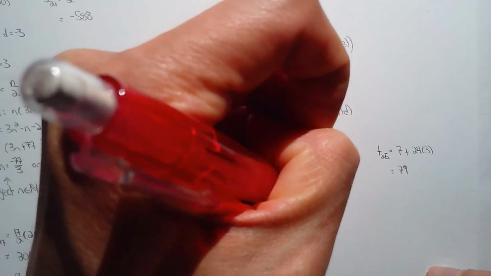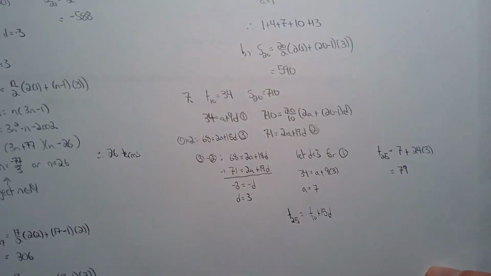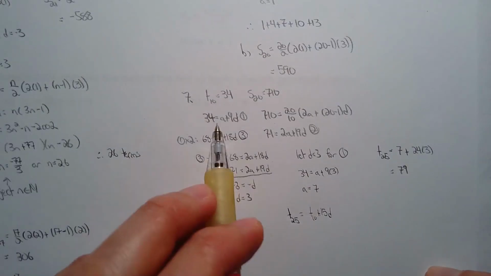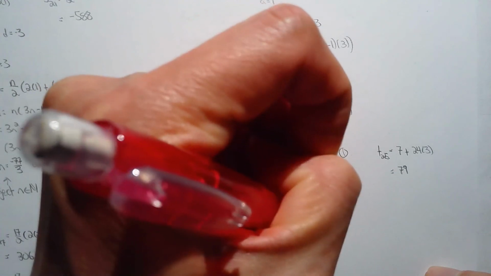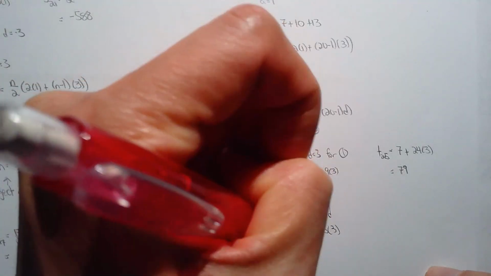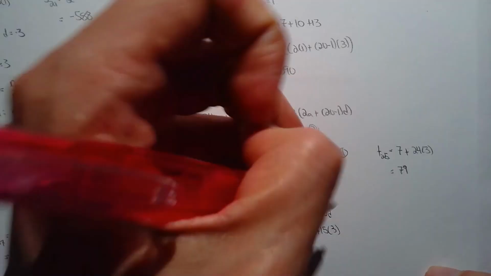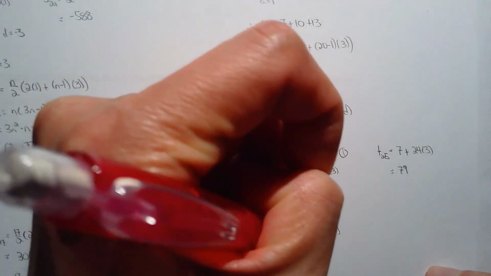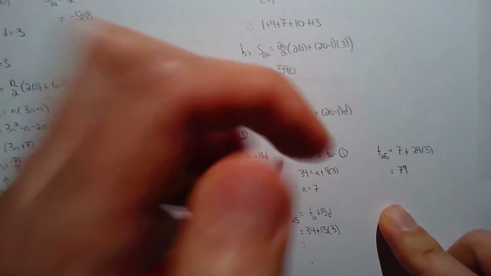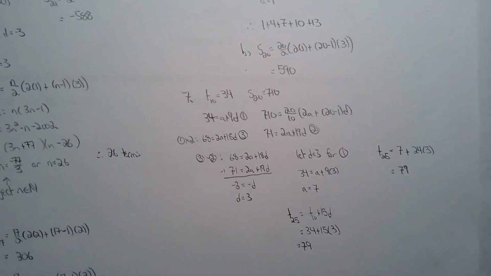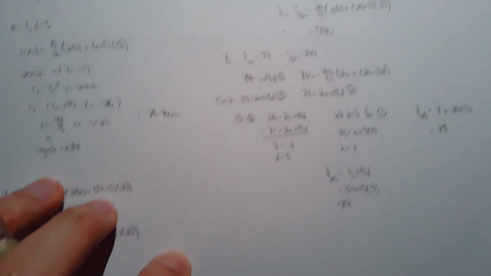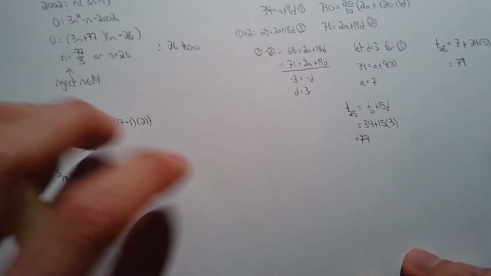plus 15 times the common difference. So if I know the common difference and I know the 10th term, I can solve for it: 34 plus 15 times 3. That's 45 plus 34, which ends up with 79. So either way, you're going to get 79. Beautiful. Always ask yourself, do you really need to know the first term?